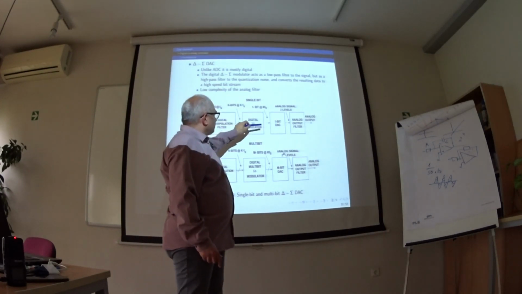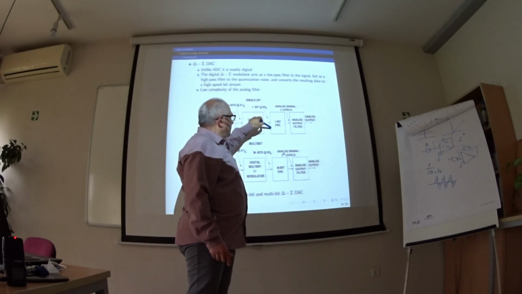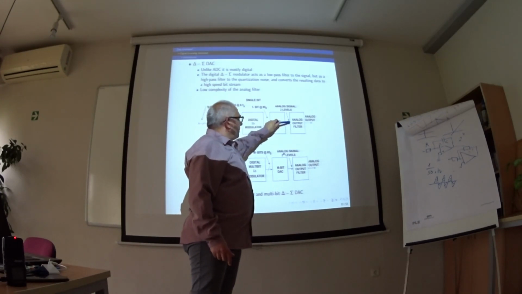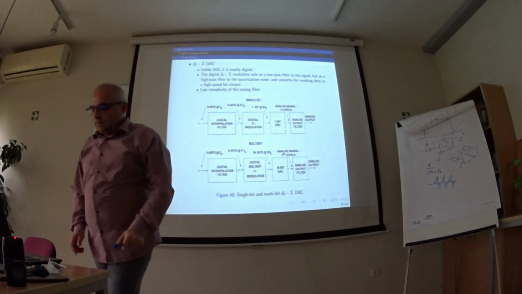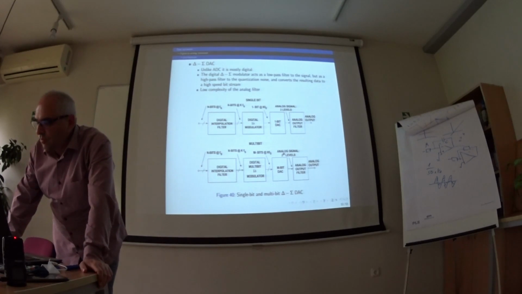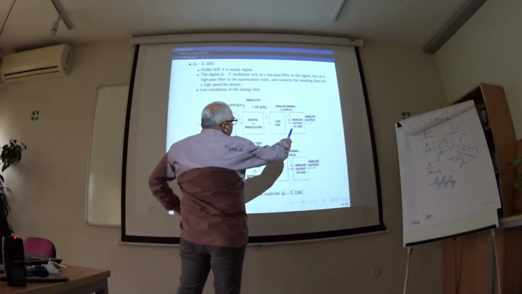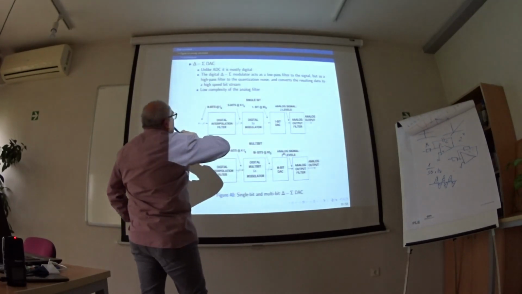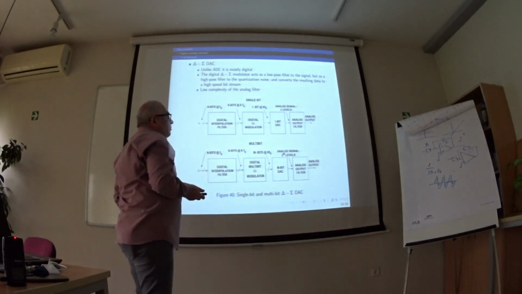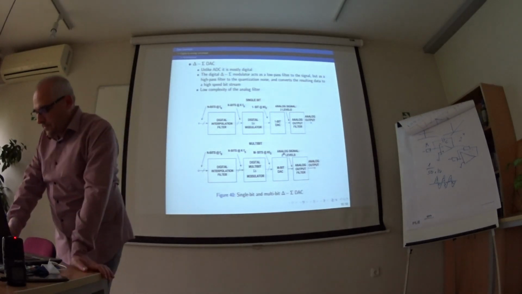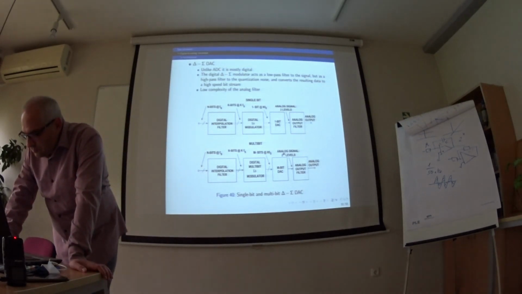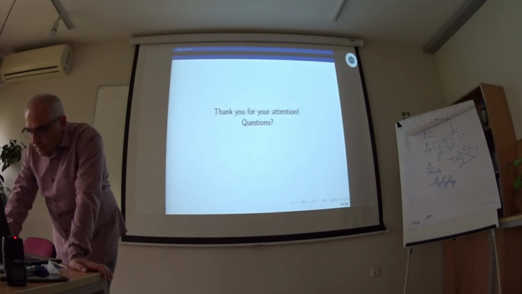Now, after this 1 bit DAC, we have an analog filter that converts this high speed data into analog voltage. Because of the high frequency here, the complexity of our analog filter is usually very, very low.